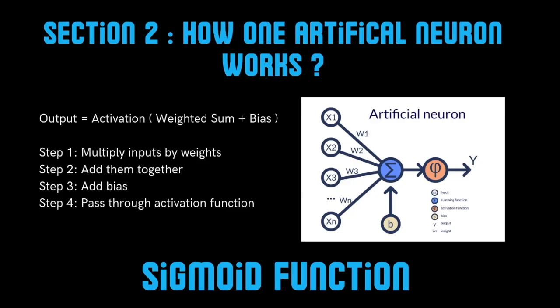Now let's zoom into one neuron. What does it actually do? It performs a simple calculation. Output equals activation, and within the brackets we have weighted sum plus bias. Let me simplify this. Step 1: multiply inputs by weights. Then add them together, add bias, and step 4 is to pass through the activation function. That's it. The activation function helps decide, should this neuron fire or not? Today we'll use something called the sigmoid function.